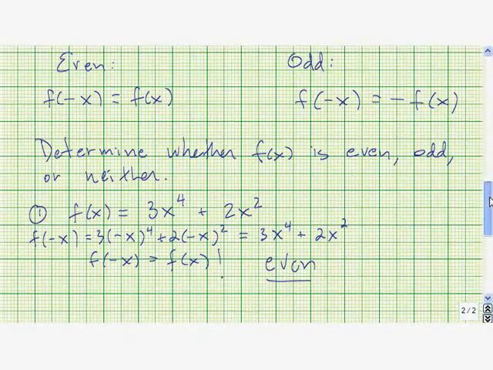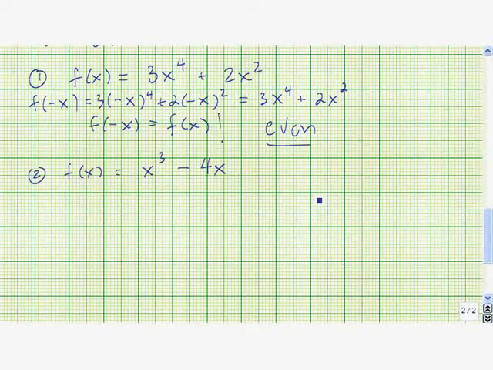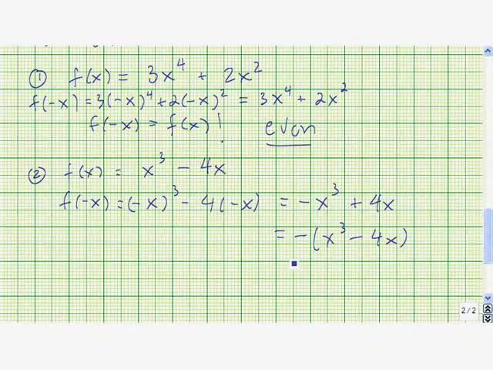Let's take a look at another example. Okay, just like before, we're going to start by replacing x with negative x. So we get negative x quantity cubed minus 4 times negative x. Negative x quantity cubed is negative x cubed, and this is plus 4x. What we see is that this function is actually the negative of the original. Okay, if we factor out a negative here, we get positive x cubed minus 4x. So this function here is an odd function because f of negative x equals negative f of x.